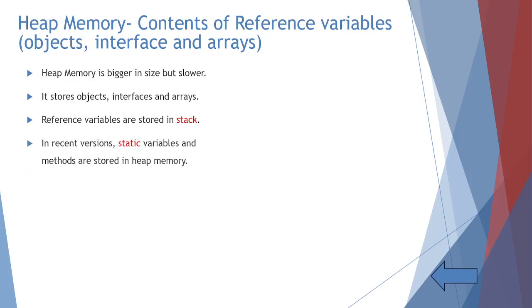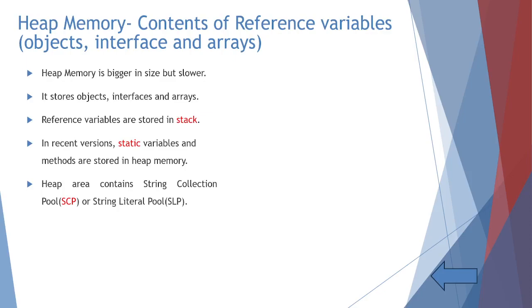Then, in recent versions, static variables and methods are stored in heap memory. Heap area contains the string collection pool, SCP, or string literal pool, SLP.